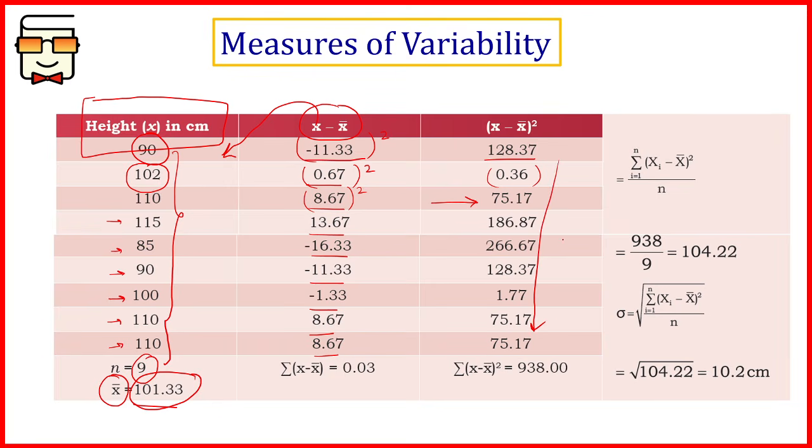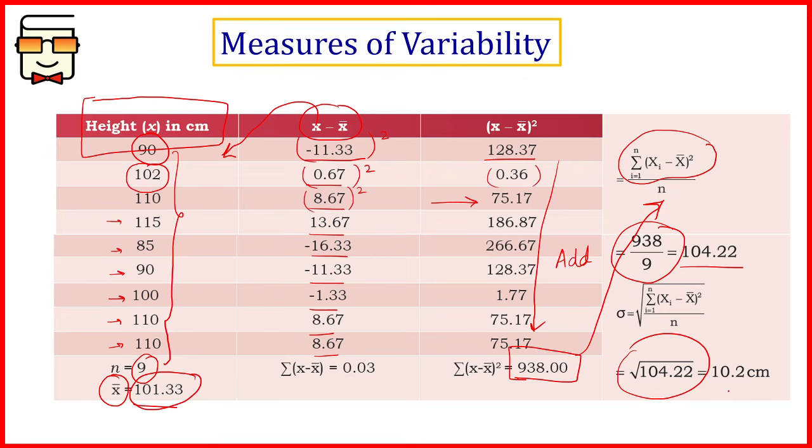Okay. Now once you have calculated all these squares, you will add all these individual values and you will get this particular value, which is the sum of the squares of the differences. Now you have to divide this combined sum, that is 93.8 that you have obtained from here, by the total number of observations. So 93.8 divided by 9 will give you 104.22, and at the last step you have to take the square root, and this will give you the final value for standard deviation.